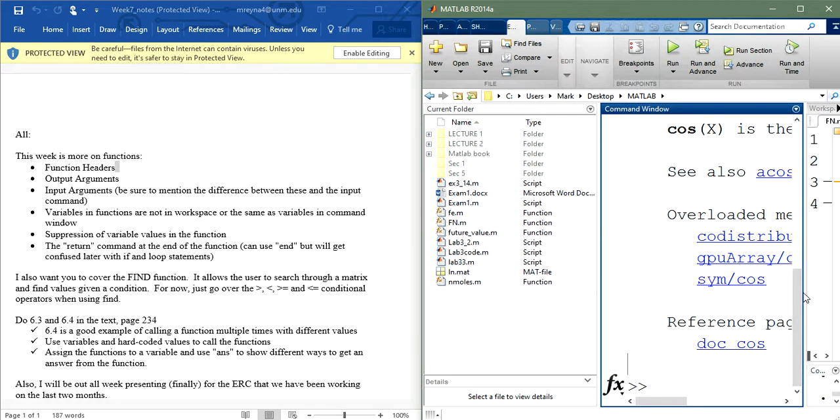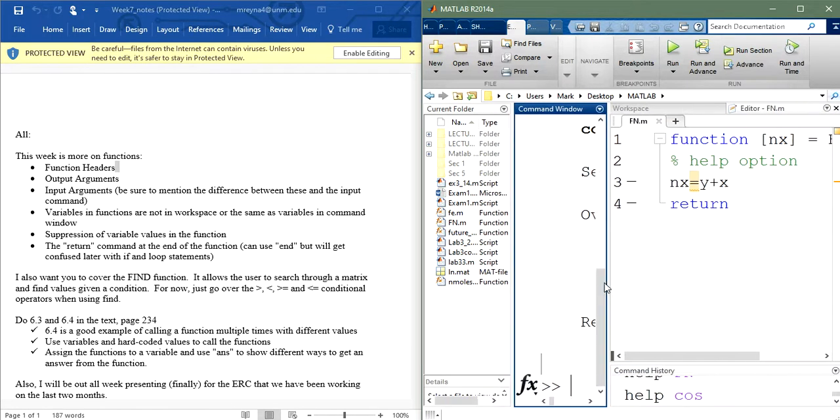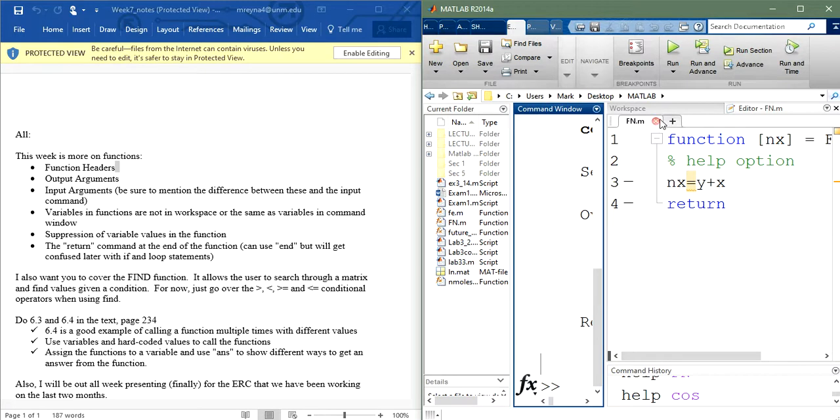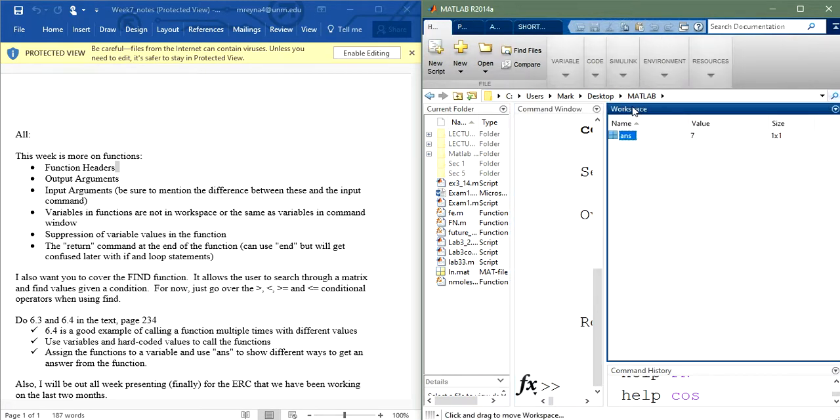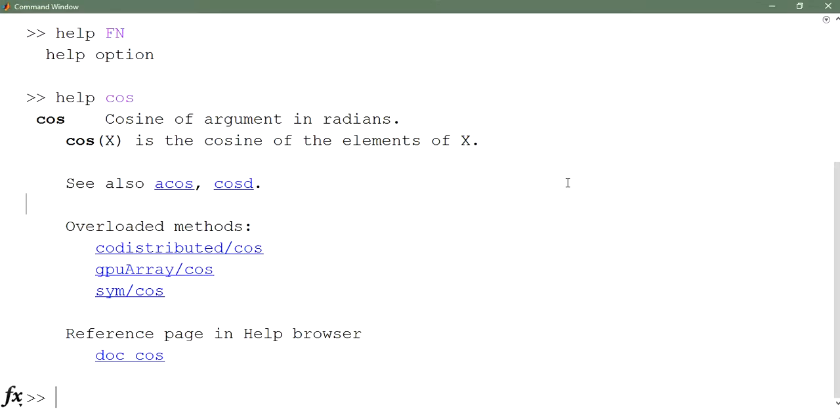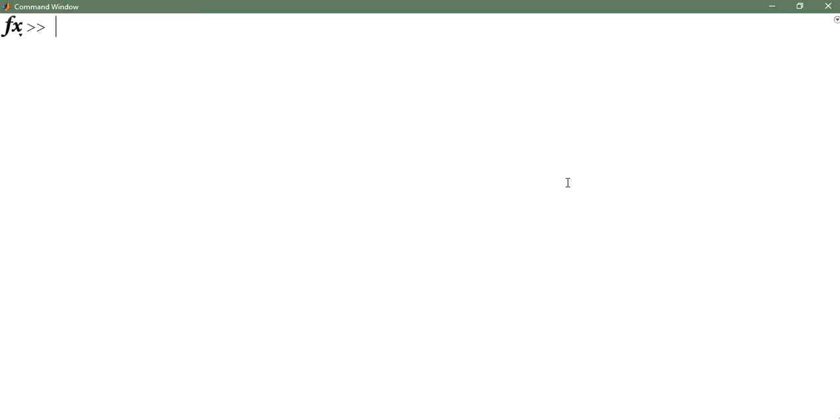So let's get away from functions for a second and let's just go straight to find function and undock this. Clear it. Let's create a matrix that's equal to 1, 2, 3, 4, 5, 6, 7, 8, 9, 10, 11, 12.